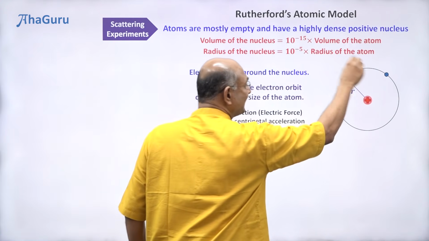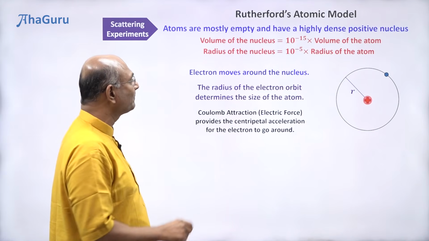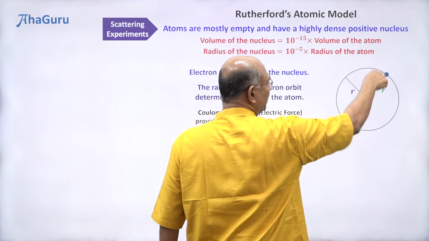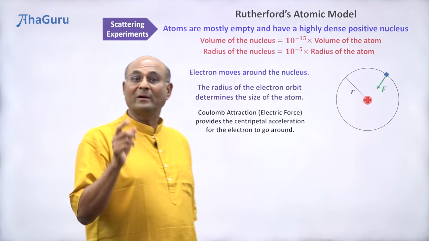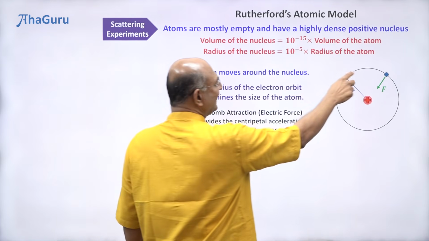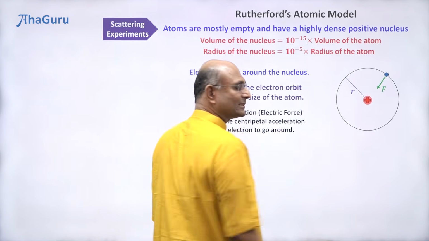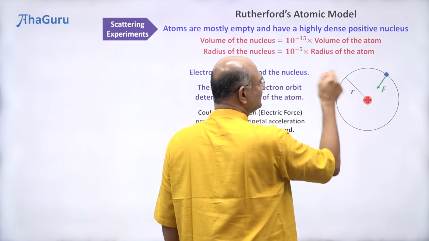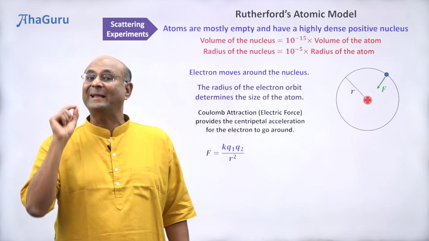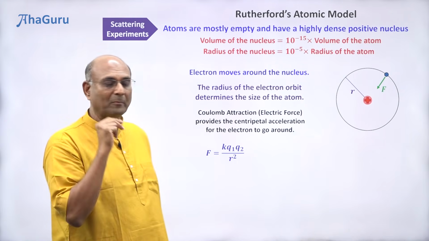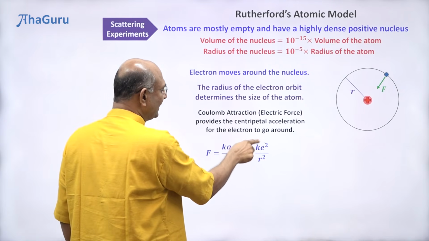That provides the centripetal acceleration required for the electron to go around in a circular orbit. So this positive charge is pulling that electron, F. What is F? kQ1Q2 by r squared, right? Now I'm taking one electron, so that has a charge of minus e. Overall the atom is neutral, so this nucleus must have a charge of plus e. So Q1 is e, Q2 is also e. I'm only talking about the magnitudes. So k e squared by r squared.